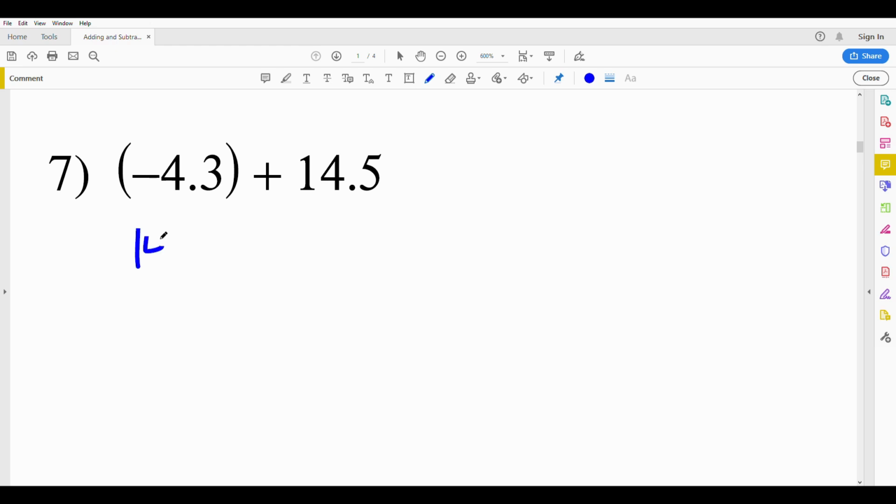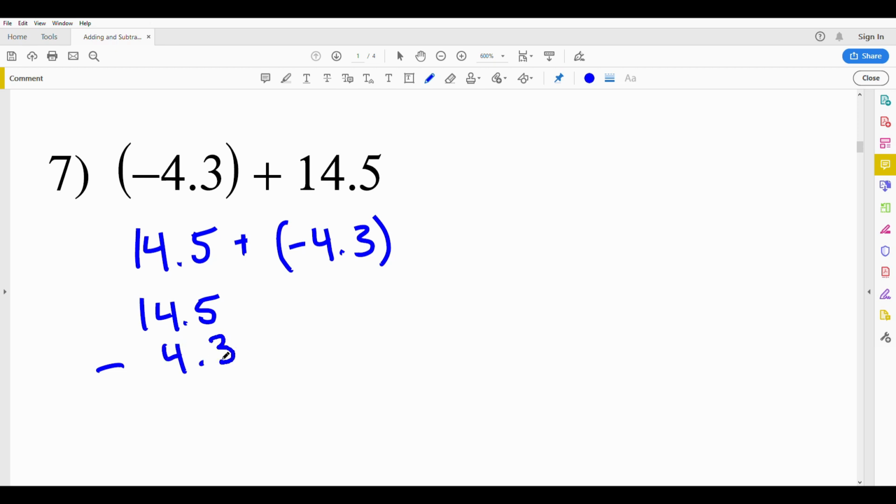14.5, we'll start with 14.5 and add a negative 4.3. But remember from the last video, adding a negative is the same as subtracting a positive. So 14.5, we'll just subtract 4.3. 5 minus 3 is going to give us 2, or 5 tenths minus 3 tenths is 2 tenths, and 14 minus 4 is 10. So 10.2 is our solution in number 7.